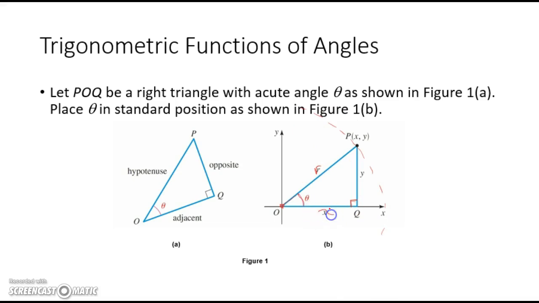We know that any horizontal measure we call x, and any vertical measure we call y. So where x and y meet in the Cartesian coordinate plane is this point P. And it has x coordinate for the horizontal distance from the y-axis and y coordinate for the vertical distance from the x-axis. And here is where we get all of our trig functions from.